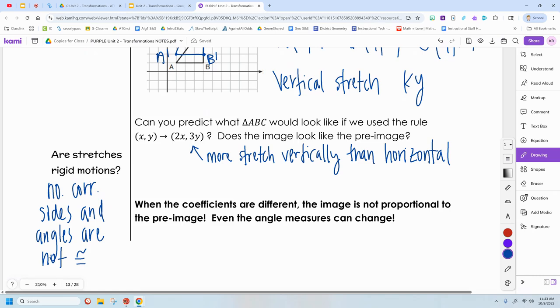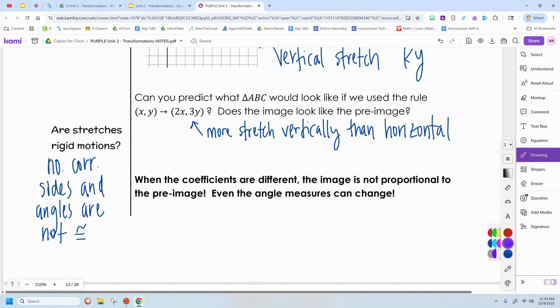But we also don't have that beautiful idea of something that's made in a scaled way. So when we look at scaled models of trains or buildings, like when we're looking at Legos, they scale them down so they still look like the real thing, just the mini version. Or sometimes you look at architecture plans and then the real thing is blown up. So when those coefficients are different, the image is not proportional to the pre-image.